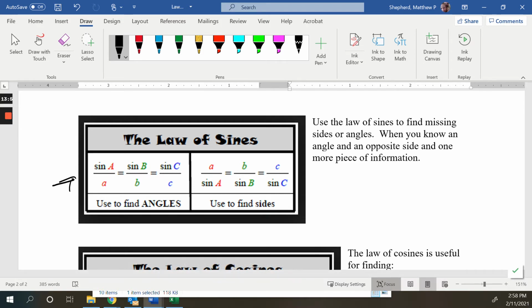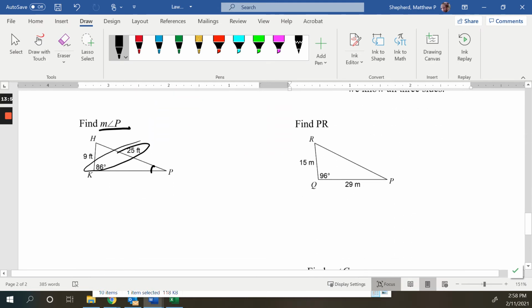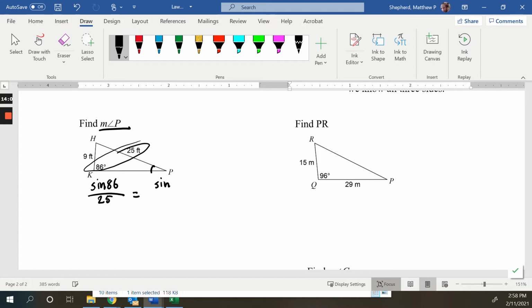So I'm going to do the sine of A over A, sine of B over B. That would translate into the sine of 86 over 25, which would then be equal to the sine of P over 9. So now we just need to solve for P. Multiply both sides by 9. So the 9 sine of 86 over 25 is equal to the sine of P.